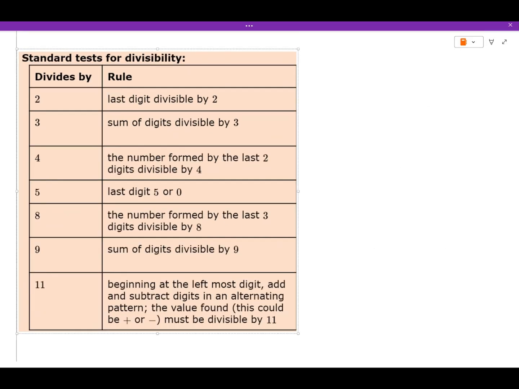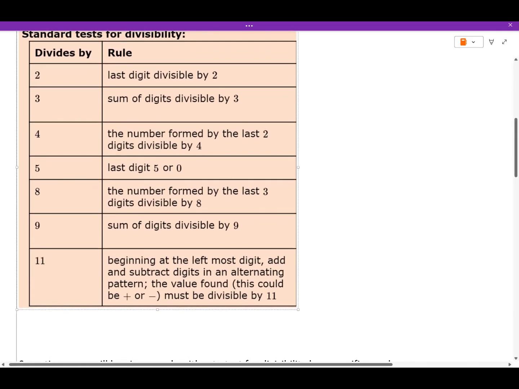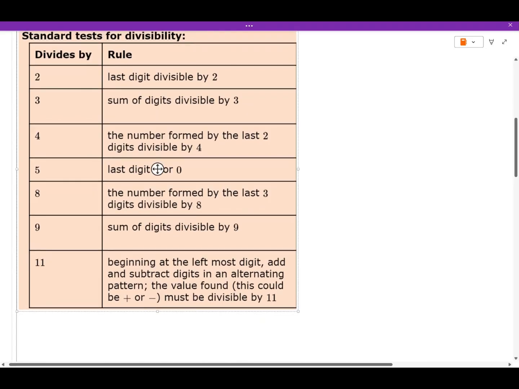One that's not in the table is of course 10, which you're perfectly entitled to use. If it ends in a 0, 10 is a factor. The final one is 11, which is perhaps the most elaborate one. If we take our number 1428, the first digit we're going to add, the second digit we're going to subtract, the third one we're going to add, the fourth one we're going to subtract, and so on in that fashion.